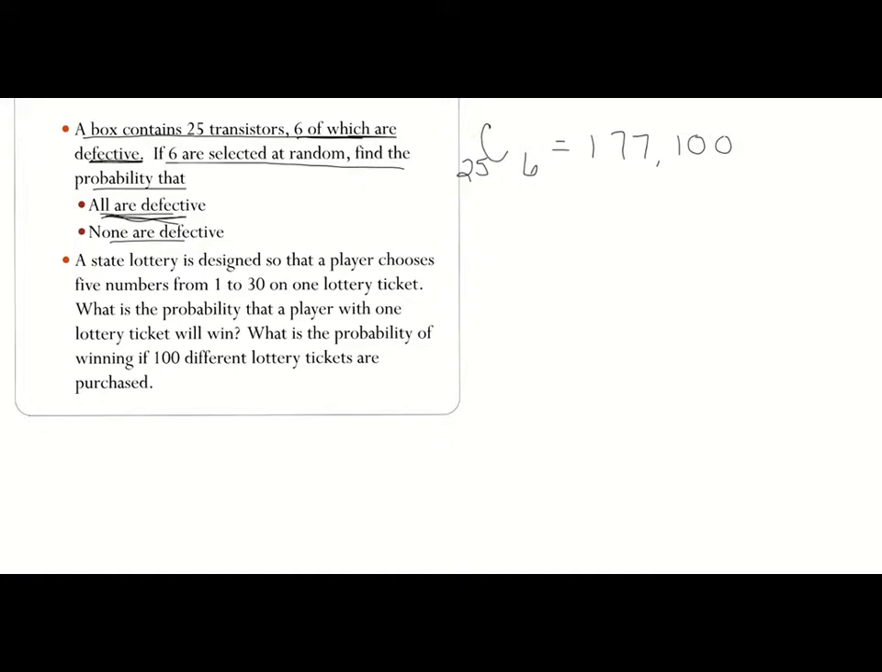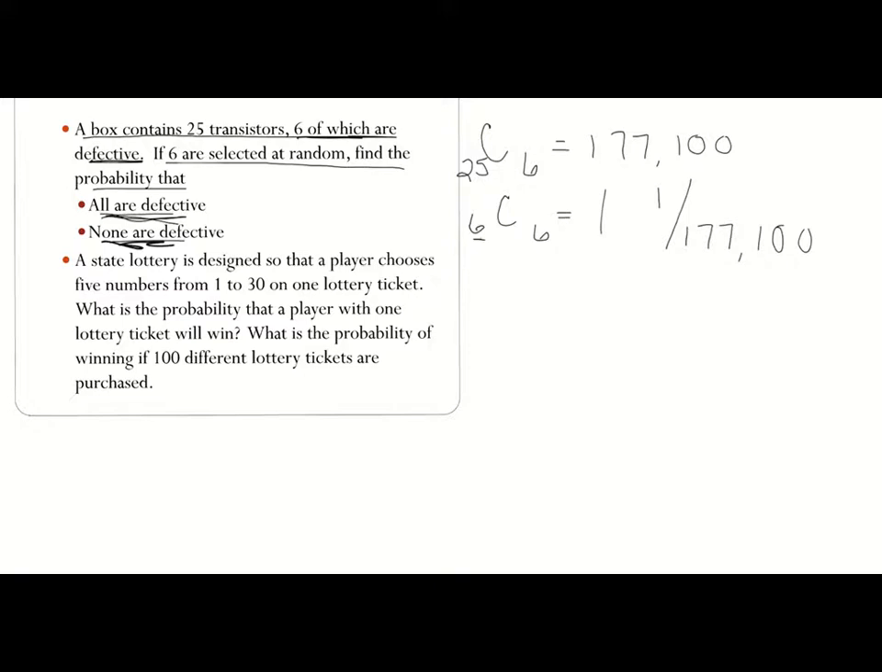And if you want to, you can do a combination. It would be 6C6, because there's 6 defective transistors, and I want to choose 6. When you do that, though, you're going to end up with a 1. So our probability here is going to end up being 1 out of 177,100. Now, we also want to know if all or none are defective.